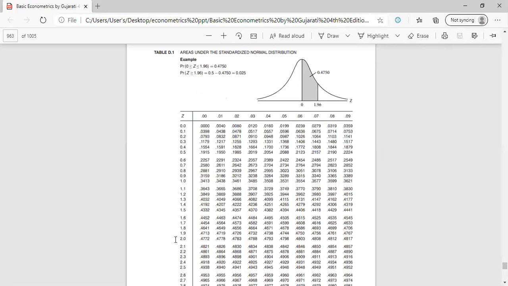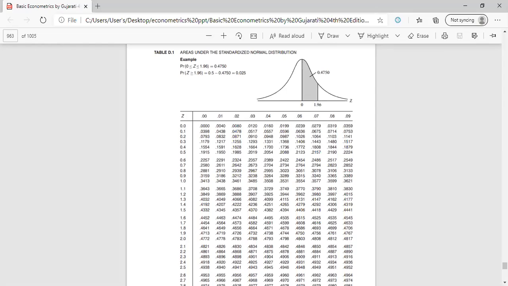The table is arranged such that the first two numbers, 1.9, are in the first column, okay? So then where is the 6? This 0.6, where is it? They are here, okay? Yes, Professor, I got it. So here is 0.06. You add 1.9 with 0.06. That's how you get 1.96.